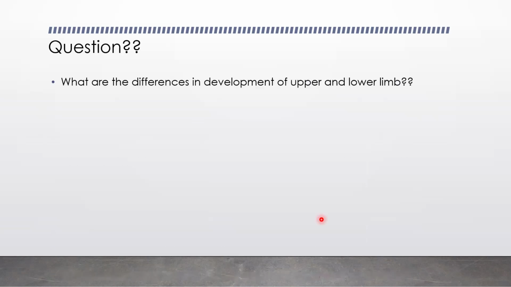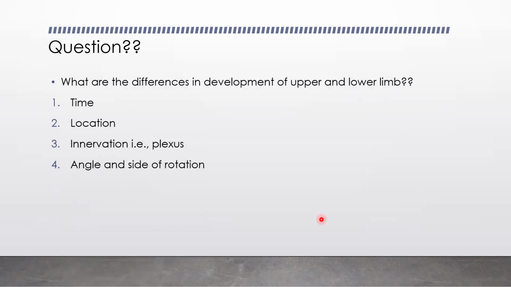So here is a question. Maybe you can go through it together. What are the differences in the development of the upper and lower limb? In terms of timing, the upper limb bud is always ahead by 2 days. Location, of course, you know the location of the upper and the lower limb buds.